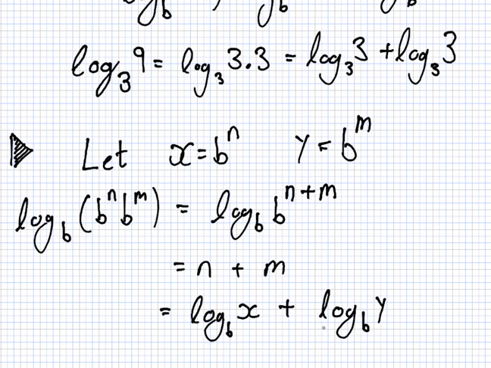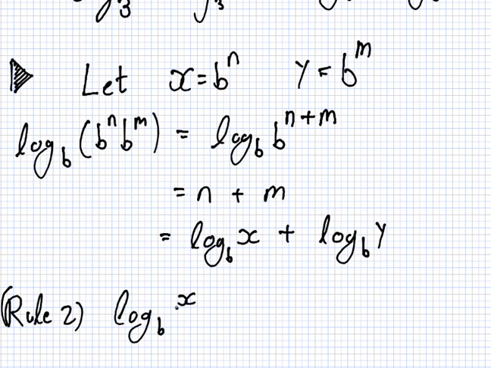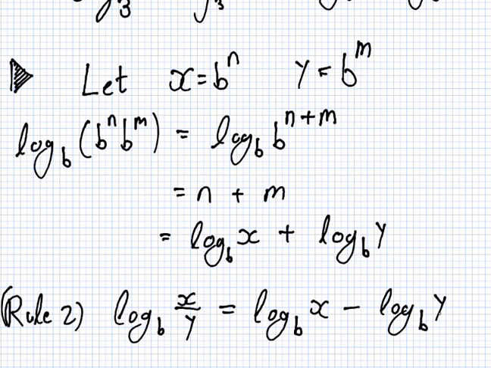And then we'll do the second rule, which is so similar to the first rule, I'll just make small changes to the first rule. So the second rule: log b of x over y is equal to log b x minus log b y.